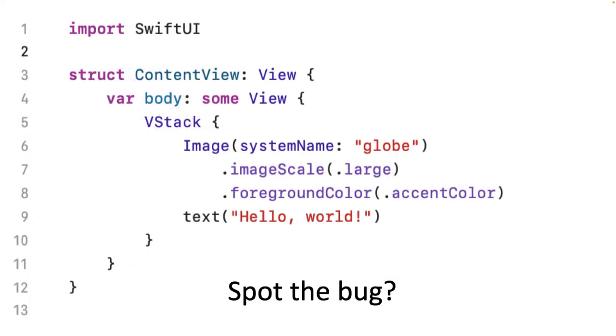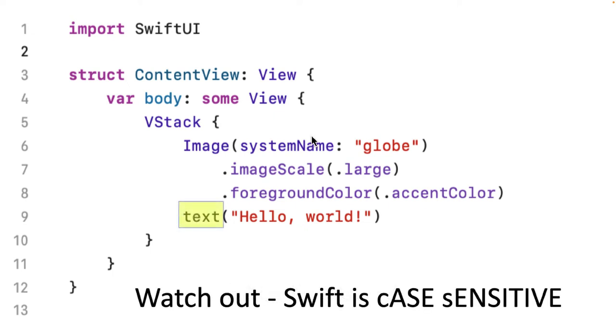Right, now what we have here is a bug. Have a look carefully. What is this bug? Can you see it? Okay. Watch out, Swift is case sensitive. So small letter text is not the same as big letter text.